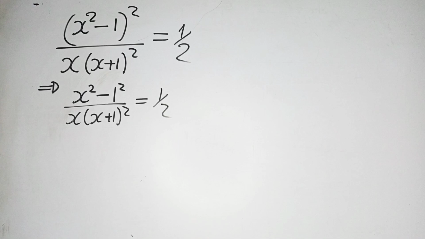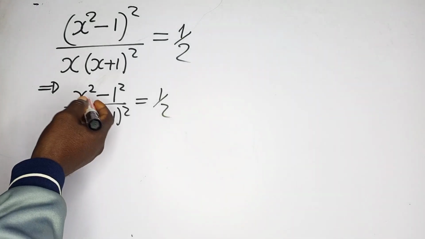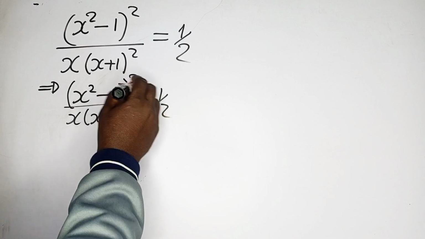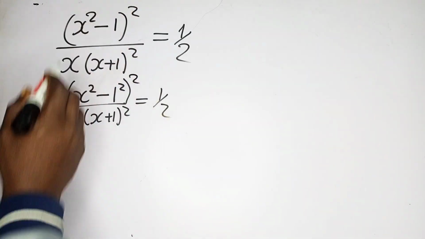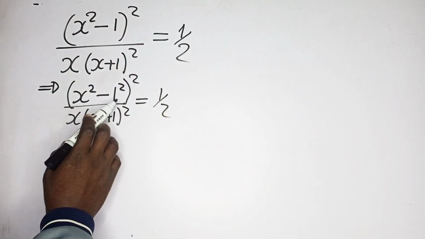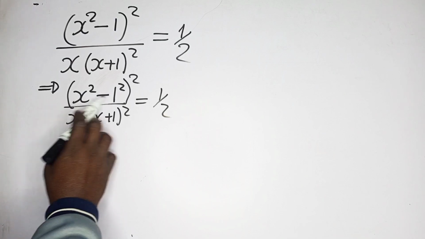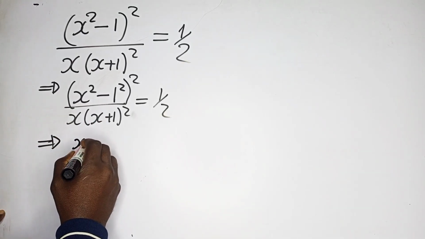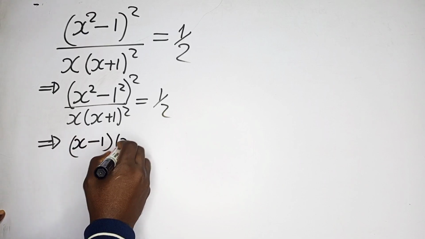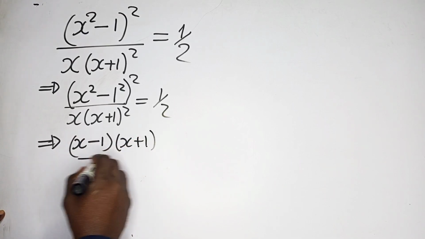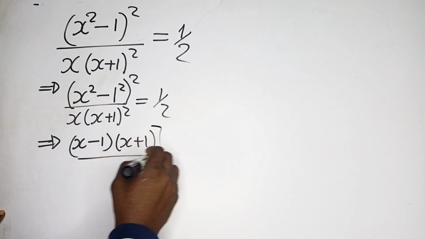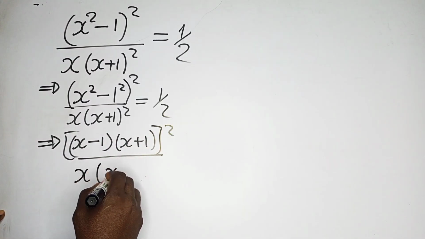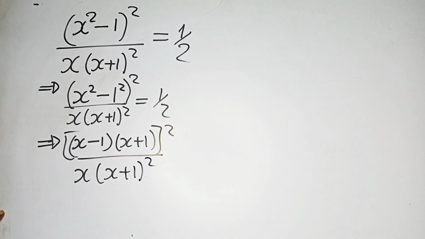Now applying the difference of squares identity here, pay attention. We should not make the error of omitting the square. So we apply the identity and obtain (x − 1)(x + 1), all of that squared, divided by [x(x + 1)] squared.